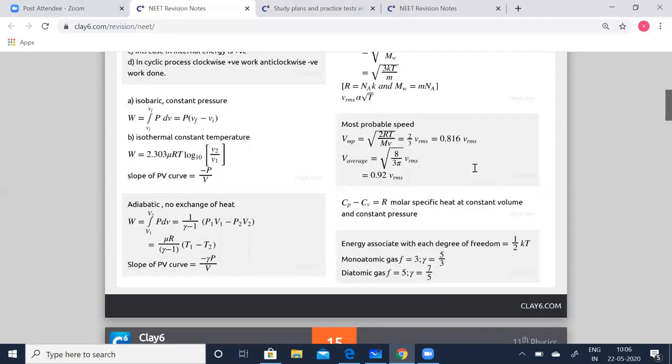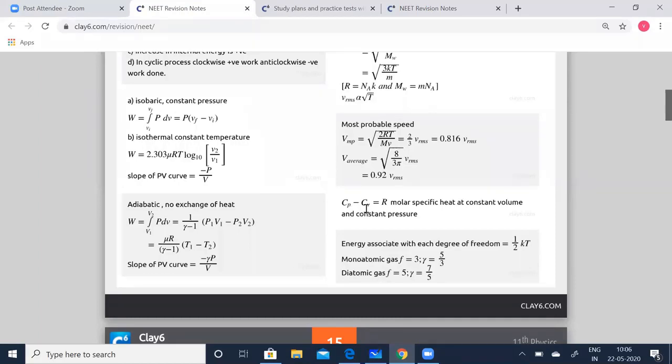Most probable speed Vmp is given by root of 2RT by M, where R stands for the gas constant, T is the temperature, and M is the mass. It is equal to root of 2 by 3 times Vrms, which has been experimentally found to be 0.816 times Vrms. Average velocity is equal to root of 8 by 3 pi times the RMS velocity, which is equal to 0.92 times Vrms.